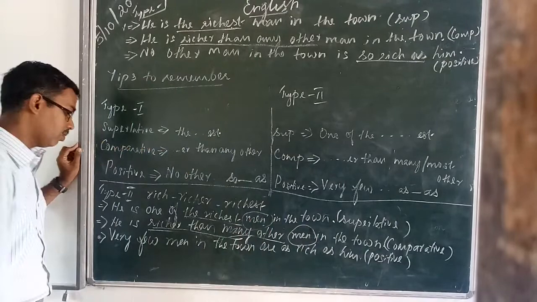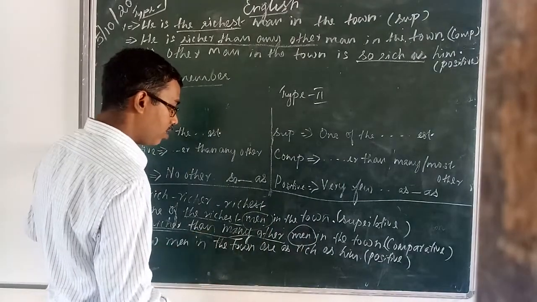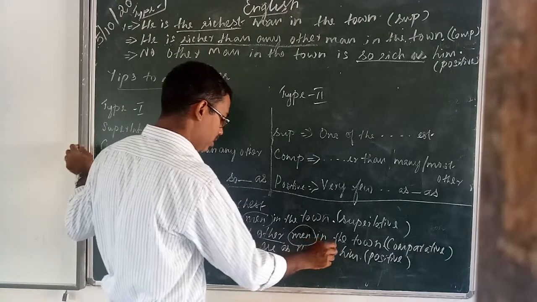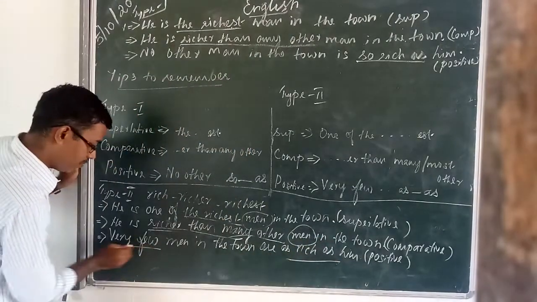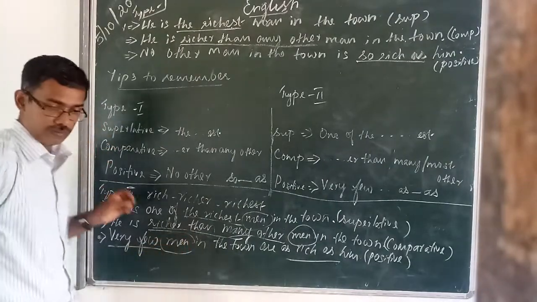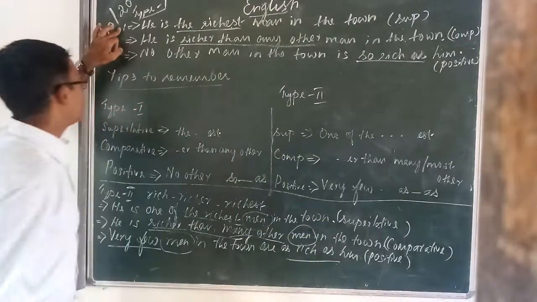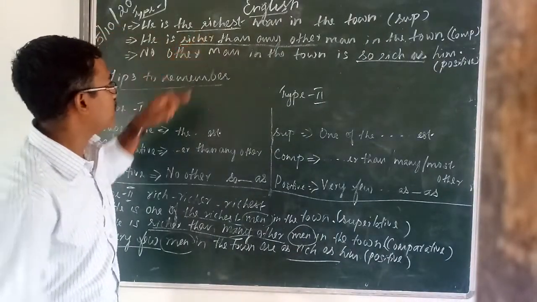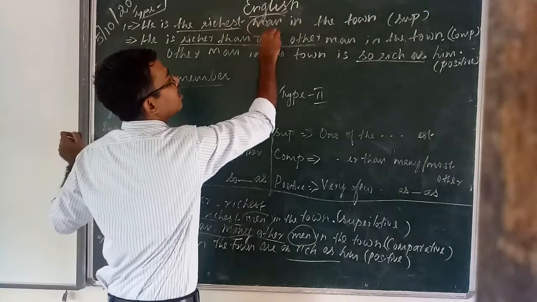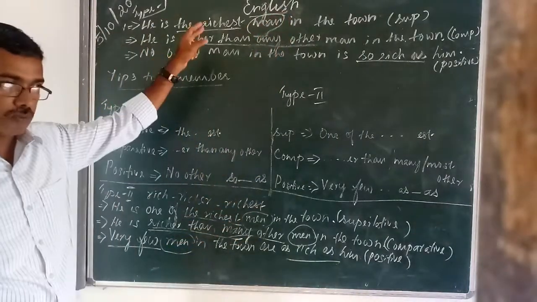Then come to the positive. Very few men in the town are as rich as him. Here, that's the difference between the first type and the second type. When you come to the first type, he is the richest man in the town. He is the richest man in the town, not man in the town, because he is the topmost person.